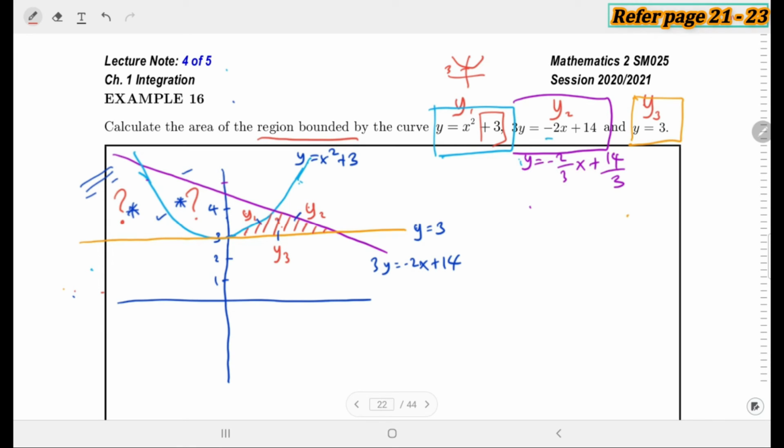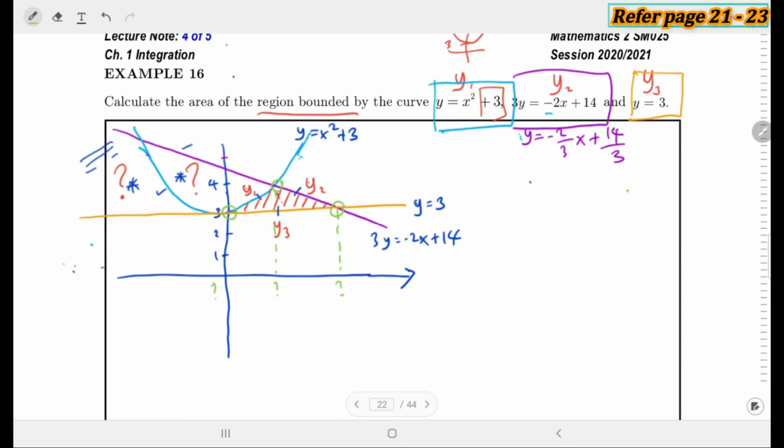So now firstly we have to find the limits in order to find the area, because when we have the limits then we can find it. Referring to the x-axis, we could see the limits here. So here, here and of course here. So we have to find the intersection points at this point, at this point and at this point. First, the intersection points between y1 and y2.